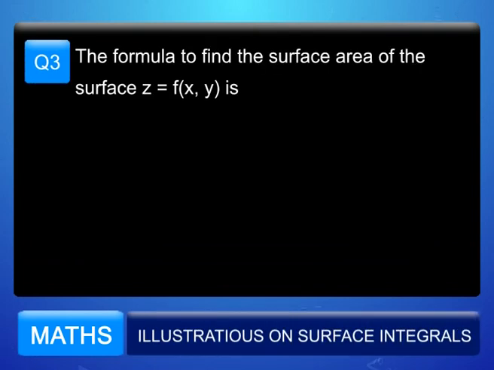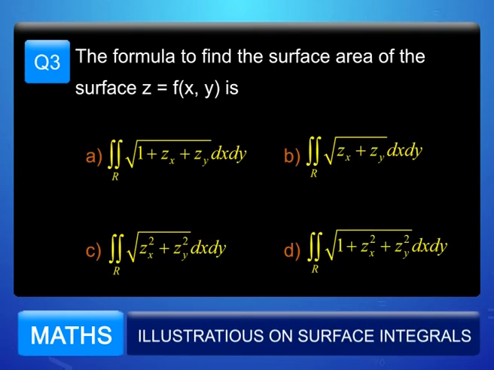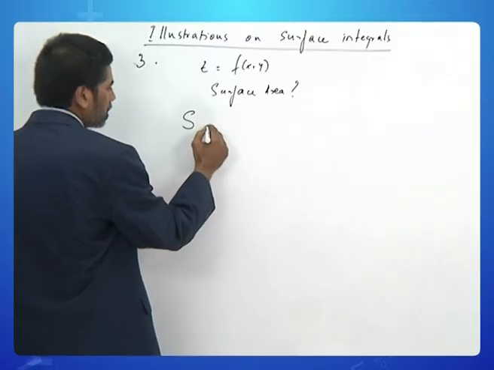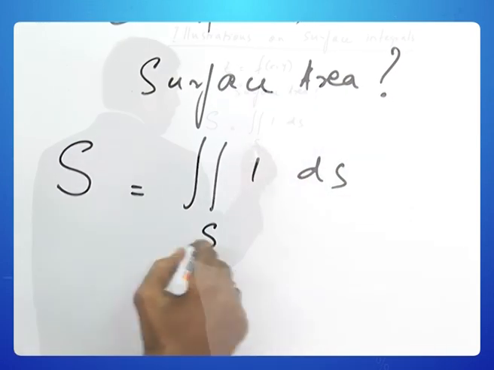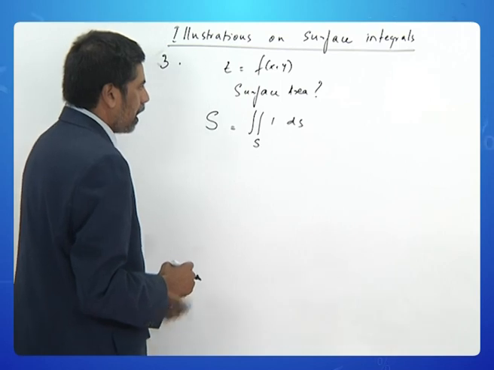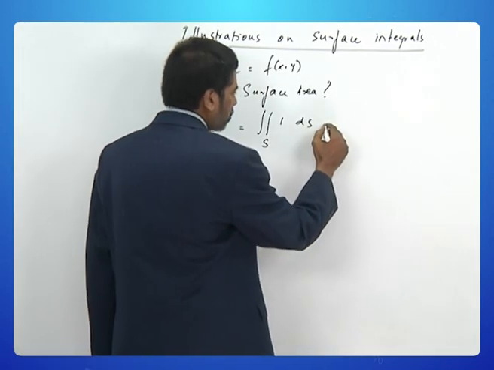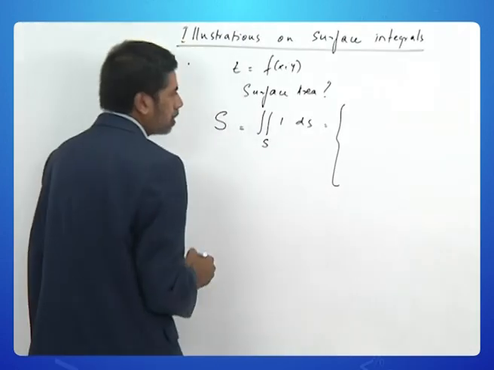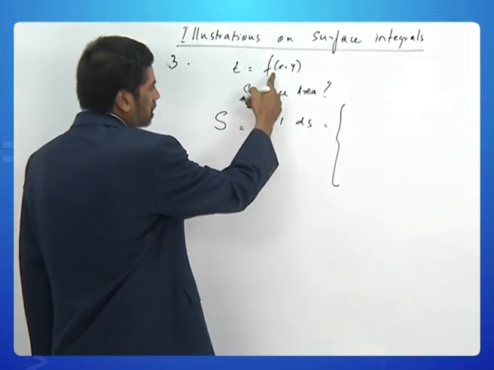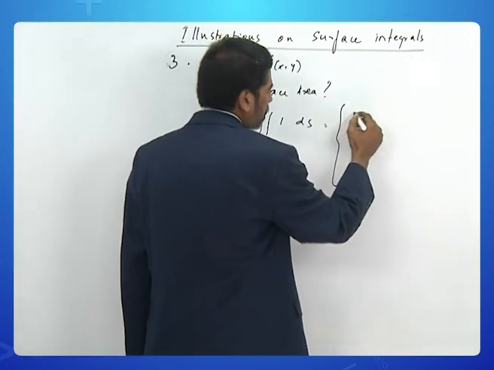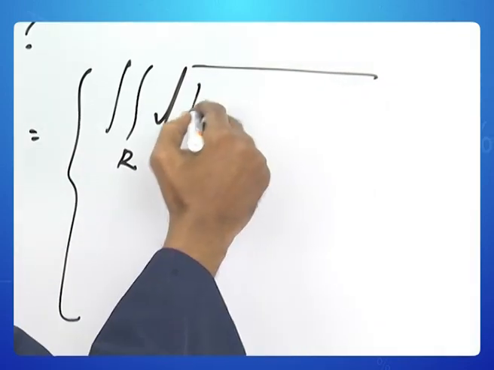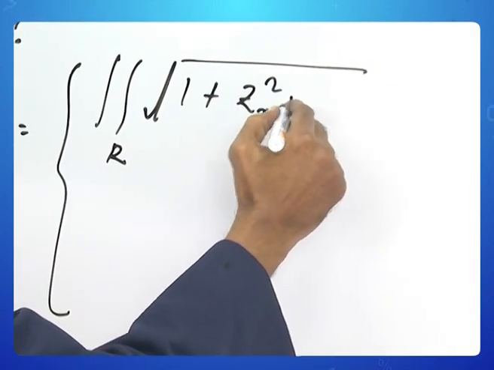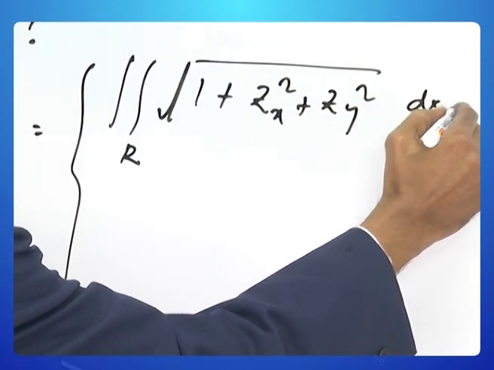So let's go to the next question. Question number 3. What is the formula to find the surface area of the surface z is equal to f of xy? If you denote the surface area by S, then this is evaluated by the integral of 1 dS. And I will give you 3 formulas here. If the surface equation is like this, then the formula is the double integral of square root of 1 plus zx squared plus zy squared dx dy.